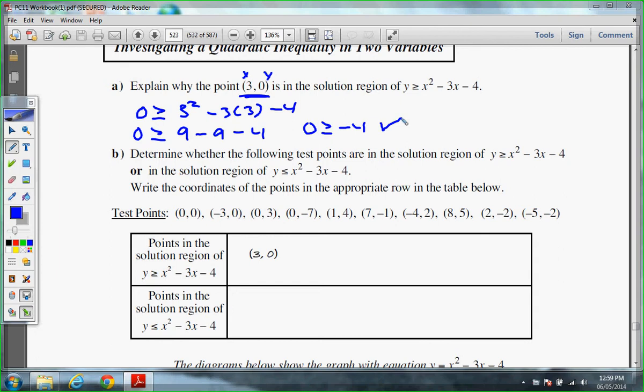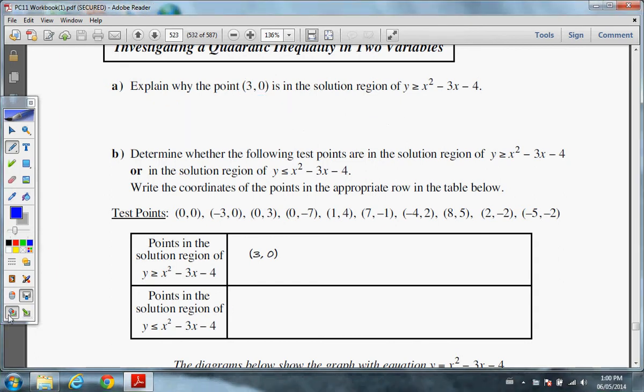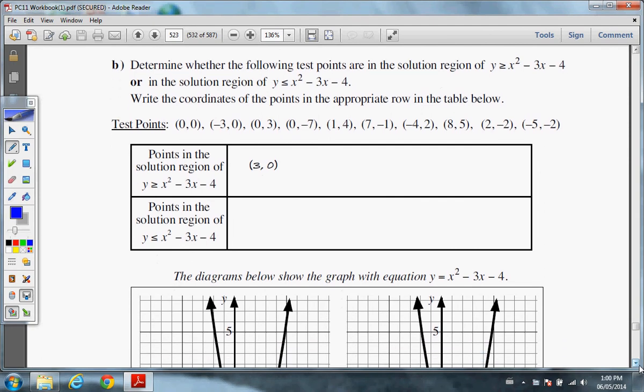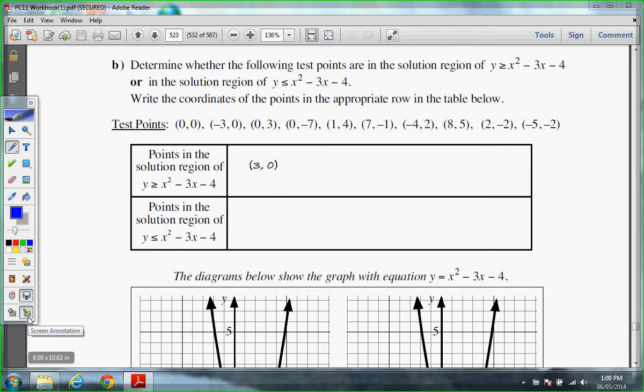Okay, so this next part, what we're going to talk about is there's two regions that it possibly can be. We can either be greater than or equal to x squared minus 3x minus 4, or we can be less than or equal to. You could also be less than or greater than. The same rules apply, dotted line and solid line. So it's the same as last class.